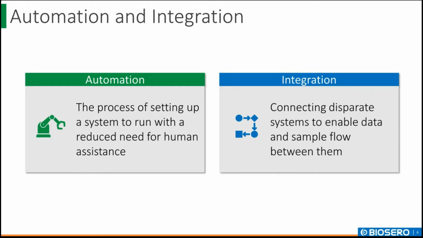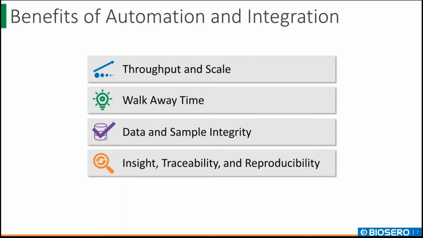I'm going to start off first talking a little bit about automation and integration. These are both tools for improving your workflow, but automation is specifically the process of setting up a system to run with reduced need for human assistance. Whereas integration is about connecting disparate systems together to enable data to flow and samples to flow between them. This distinction is important, especially for manual workflows, because you can still benefit from integration even if you're not going to apply robotic automation. So let's look at some of the benefits.